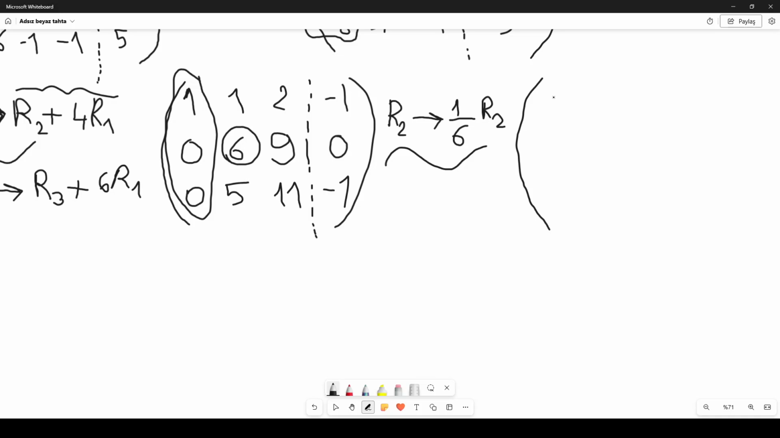After making this change, the new matrix would be: there is no change in the first row, but the second row becomes 0, 1 as desired, 3/2, right, 1.5 in decimal, and 0, and the third row remains as it is. We have not done anything to it yet, but we will. And -1.